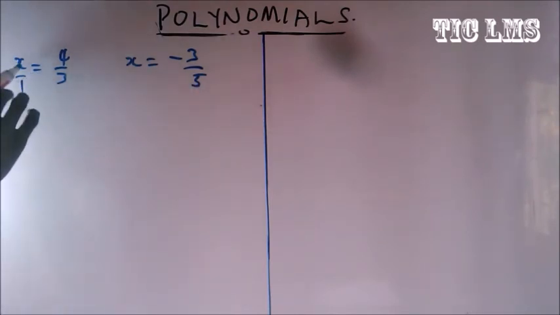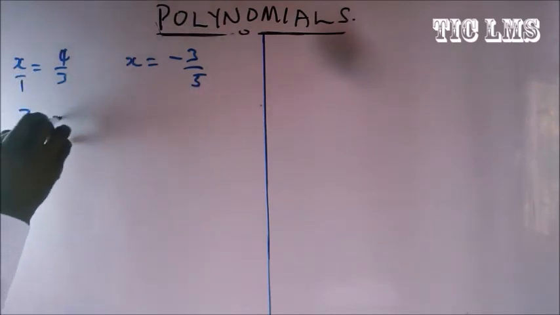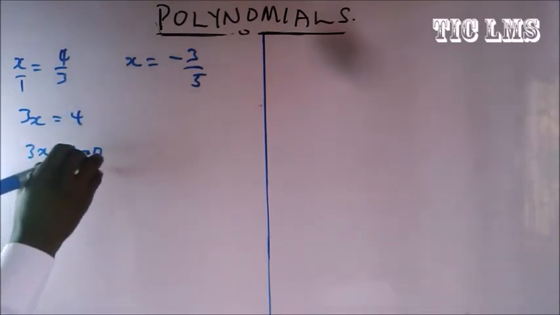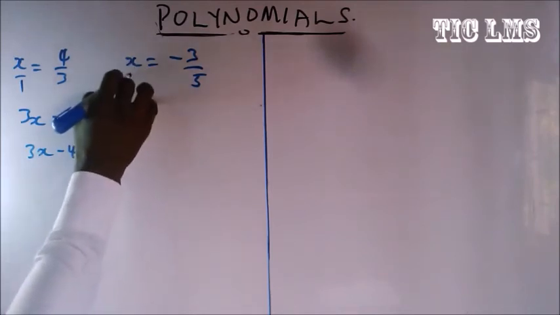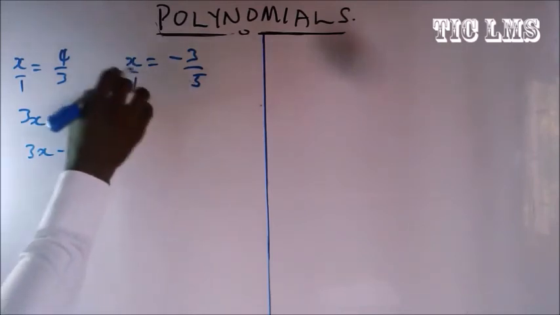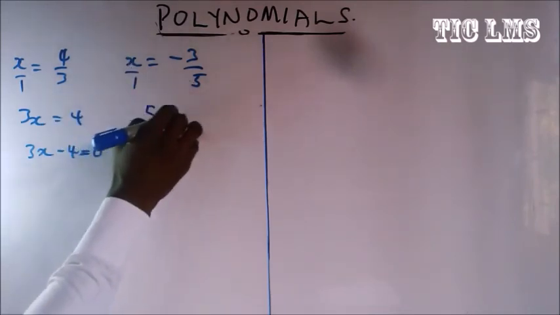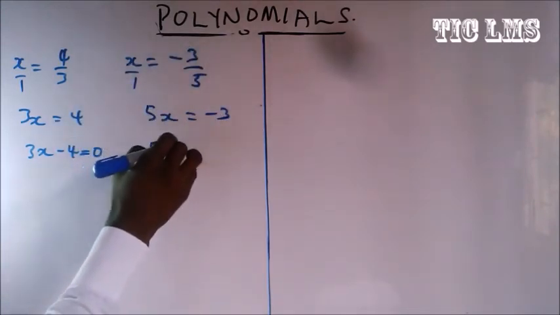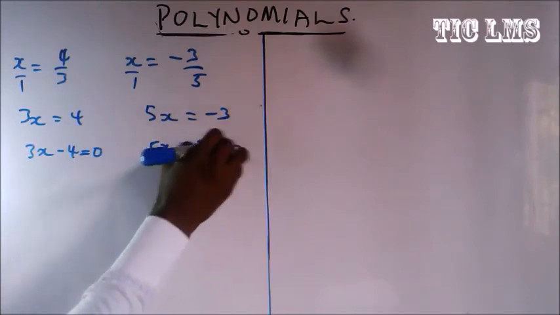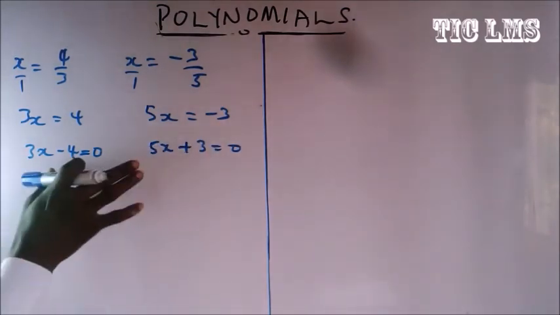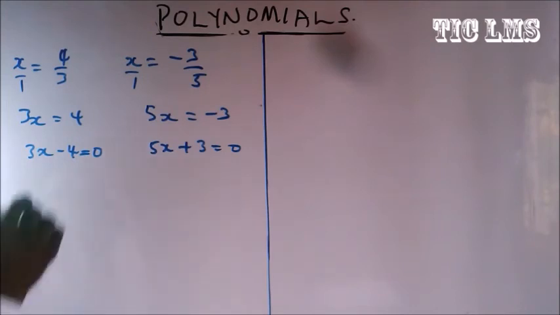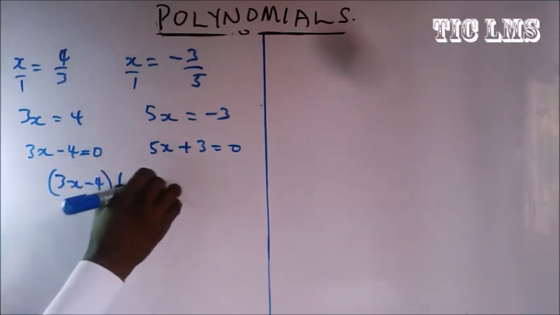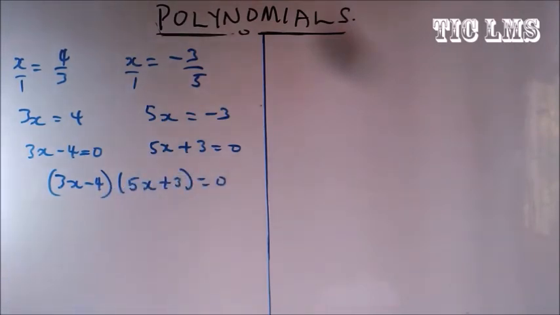And so what you will do is solve them separately. You cross multiply, that is x multiplies 3, that's 3x equal to 4, and then you have 3x minus 4 equal to 0. And over here you will cross multiply this, 5 will multiply x, that will be 5x equal to minus 3 times 1 gives minus 3. So 5x plus 3 equal to 0. Next is that you bring these two together and equate them to 0. So we have 3x minus 4 into bracket 5x plus 3 equal to 0.